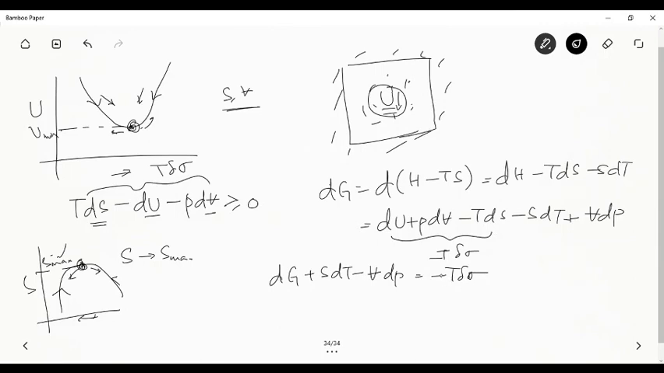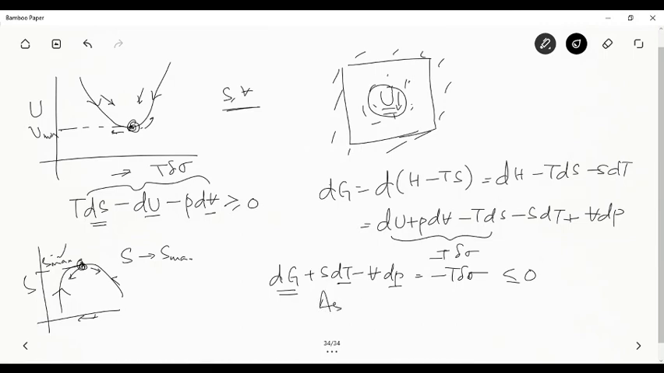And since this T delta sigma is greater than or equal to 0, this is going to be less than or equal to 0. So at constant temperature and pressure, dG plus S dT minus VdP less than or equal to 0 is the condition that you get from this. So at constant temperature and pressure, the equilibrium is attained when the Gibbs function goes to a minimum.